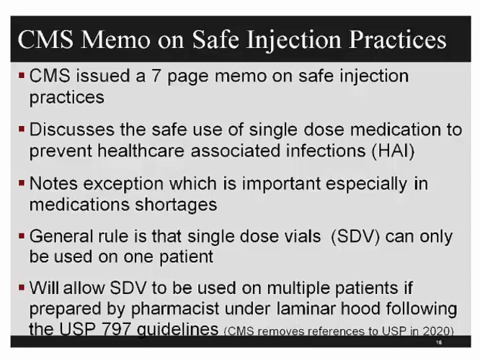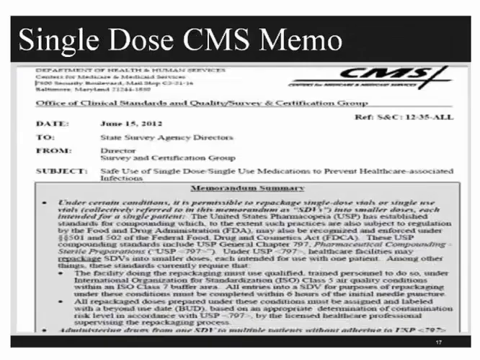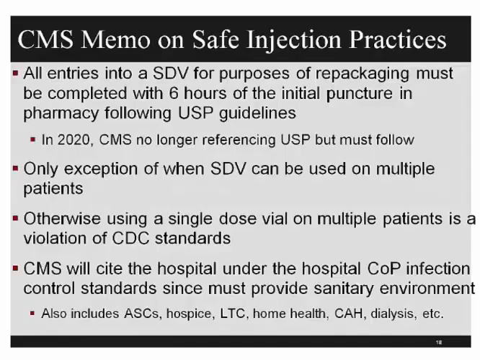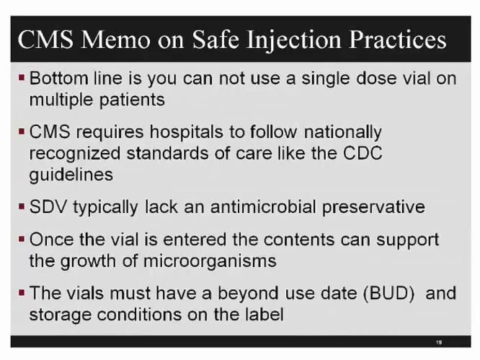So what CMS did was they just removed it, so that way every time they make changes to USP guidelines 795, 797, 800, whatever, then they don't have to keep going back and changing the manual. So instead, they just said you have to follow standards of care and standards of practice. And this is what that survey memo looked like. And again, they'll cite you under infection control if you're not following these safe injection practices.